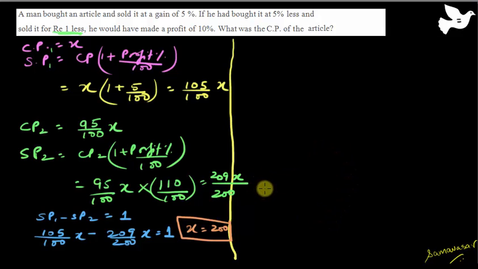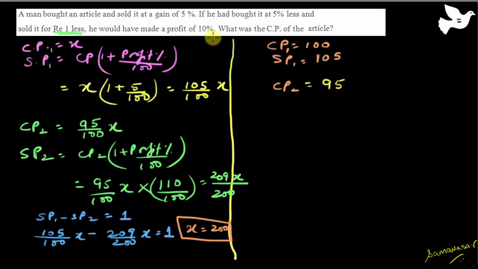Now instead of this, I could have used the method where you assume something to be 100. Again, you will assume the cost price, the CP1, to be equal to 100. Now he says a man bought an article and sold it at a gain of 5%. So SP1 simply becomes 5% above this 100 rupees, which is 105 rupees. If he had bought it at 5% less, that is CP2 becomes 5% less, that is 95.